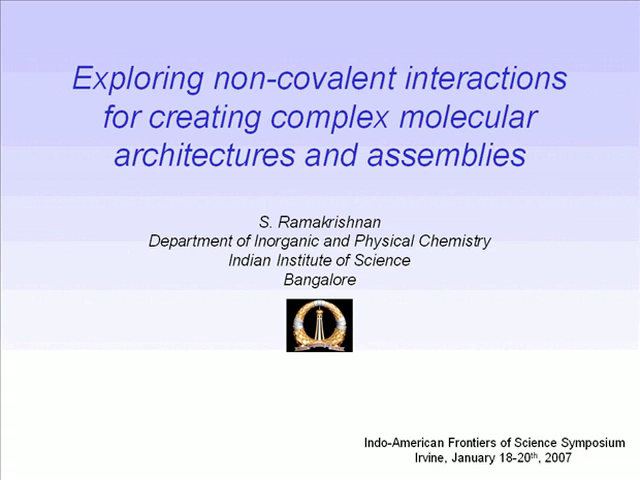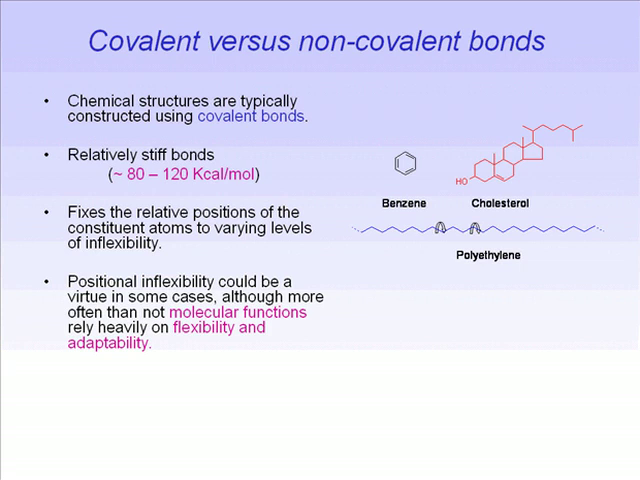This session is concerned with molecular assemblies and molecular architectures, which, as you will see, relies heavily on the use of non-covalent interactions. Chemistry, of course, as we recognize, is primarily concerned with the organization of atoms in space, and they use two kinds of interactions to do so. One is the covalent interactions, the other you might call non-covalent interactions.